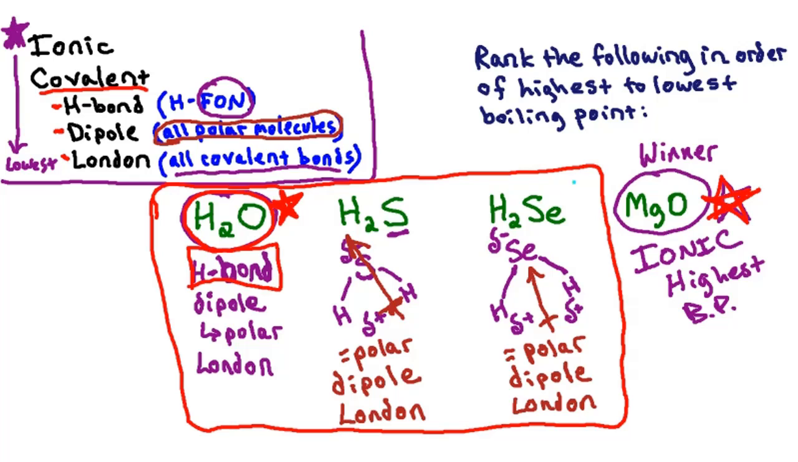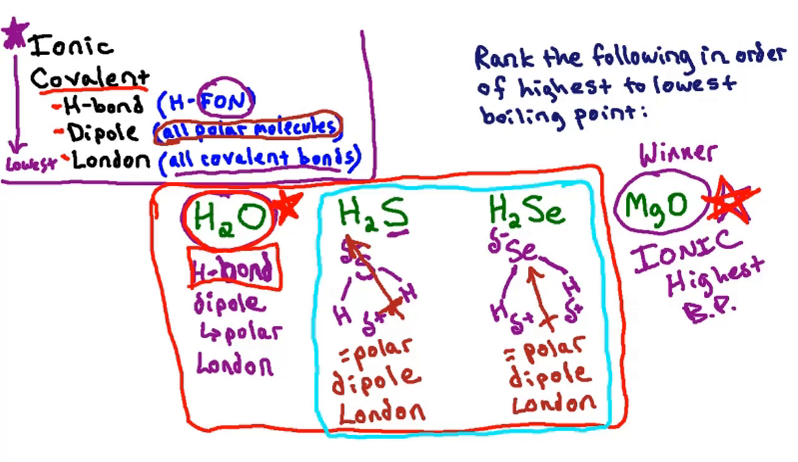Now, what about these leftover two? We have H2S and H2Se. They're both polar, so that means they both have dipole moments in them, and they're covalent bonds, so they both have London dispersion forces. So how can we tell which one's going to have the higher boiling point? Well, since they both have dipoles, which means they're both polar, we're going to look and see which one is going to have the most London dispersion forces in there.